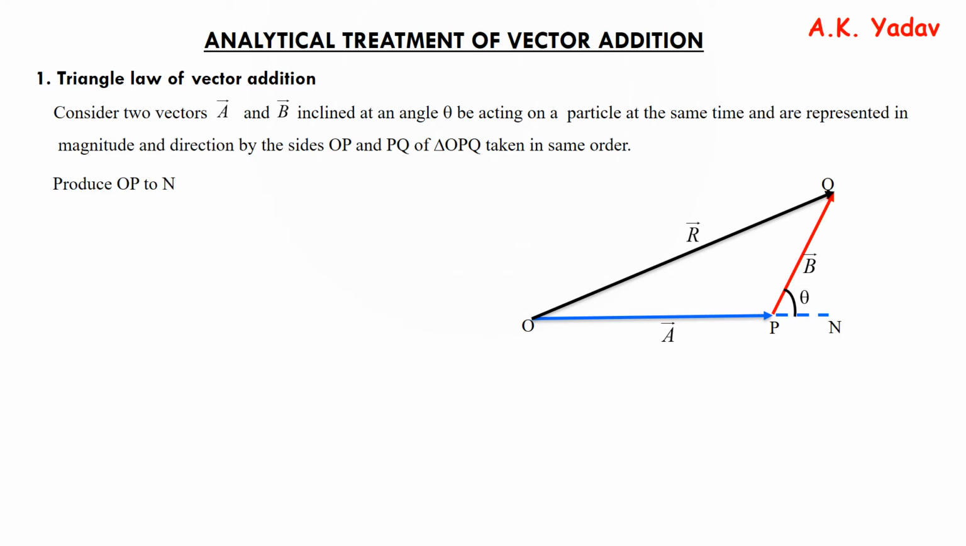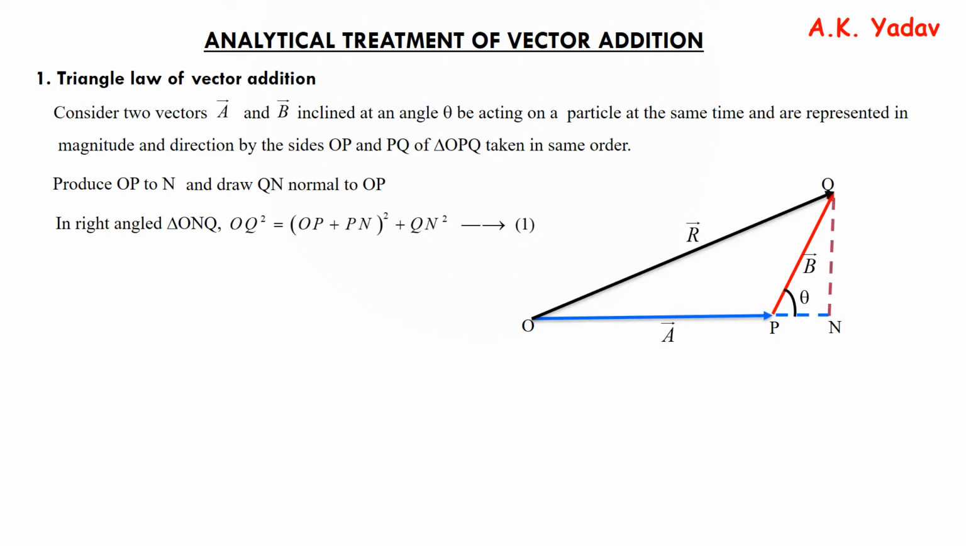Now produce OP to N. We have done that. And draw QN normal to OP. We have done that. Now in triangle ONQ, according to Pythagoras theorem, OQ square is equal to (OP plus PN) whole square plus QN square. Now we only know PQ and OP. We don't know PN and QN. So let's find them in right angle triangle PNQ, yes, this triangle.